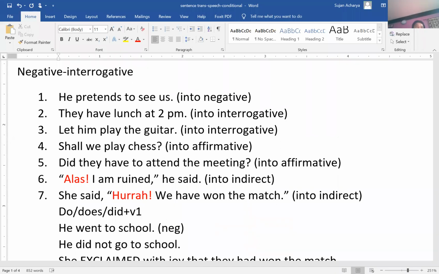So first one. And there are some special sentences which need a different type of approach. To begin with, let's start from these 6 or 7 sentences. Sentence transformation, as in number 6, can also be asked like this, direct to indirect sometimes.